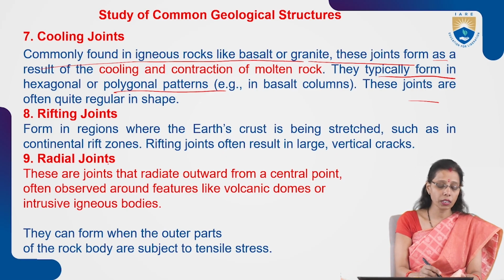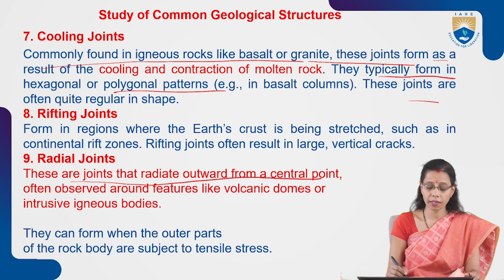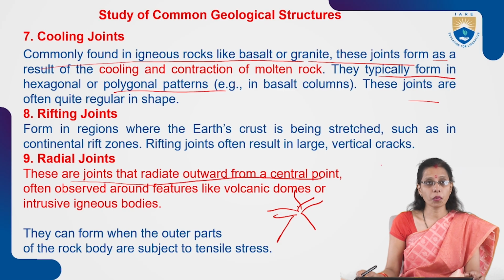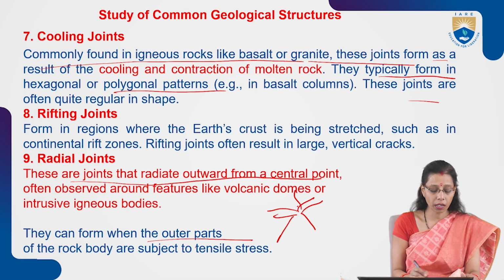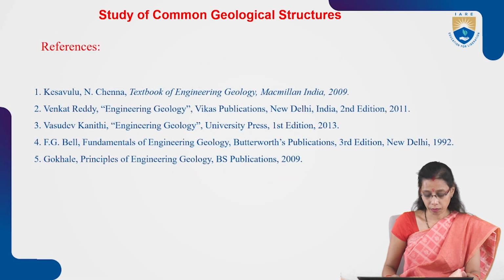Then we have radial joints. These are joints that radiate outward from a central point. This will be the central point, and from here the joints radiate outward like this. They are often observed around features like volcanic domes or intrusive igneous bodies, and they can form when the outer parts of the rock body are subject to tensile stress.